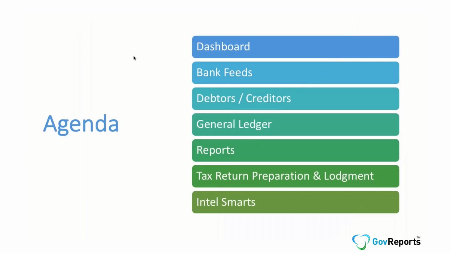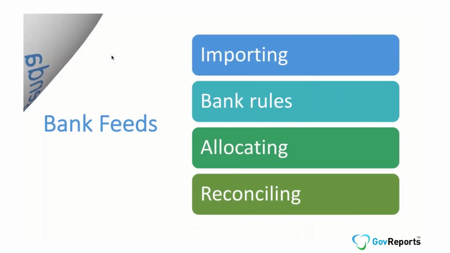So we'll look at the dashboard and the valuable information you can get from the detail on the dashboard. We'll look at bank feeds, debtors, creditors, the general ledger, reports, tax return preparation, lodgement, and some Intel Smarts. In terms of bank feeds, we'll go over importing, bank rules, allocating, and reconciling.